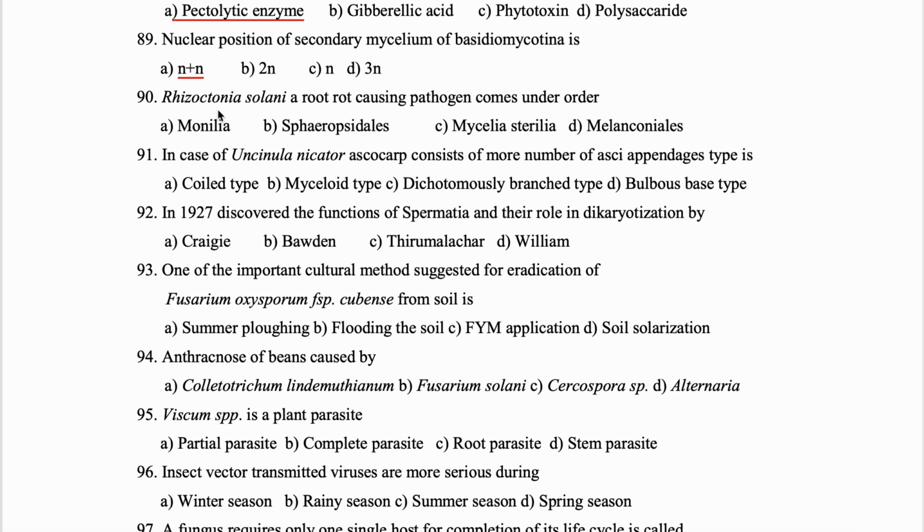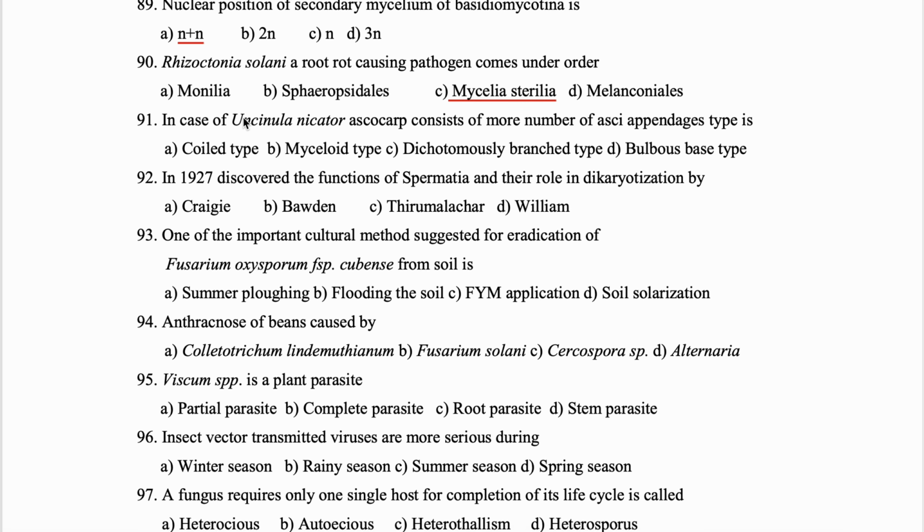Question 90. Rhizoctonia solani, a root rot causing pathogen, comes under the order Mycelia sterilia. This is actually an order because Rhizoctonia solani, genus Rhizoctonia, does not form any spore. So they only form mycelium. So it belongs to Mycelia sterilia, and they also have resting structures.